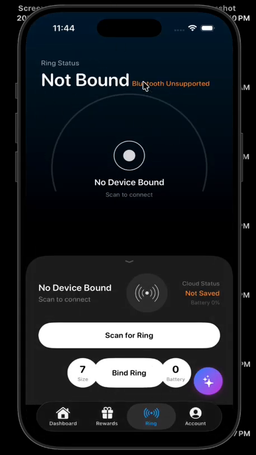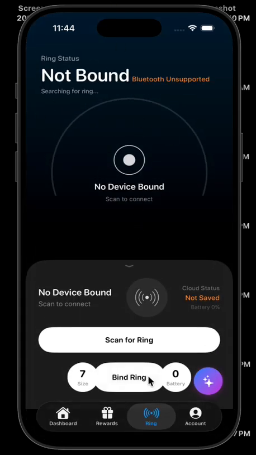Here's where I would bind the ring. Right now this is not working because I don't have Bluetooth working for the iPhone simulator. It would have to be done on an app. So ideally this would bind to a ring and it would show the device name, its battery, and size.